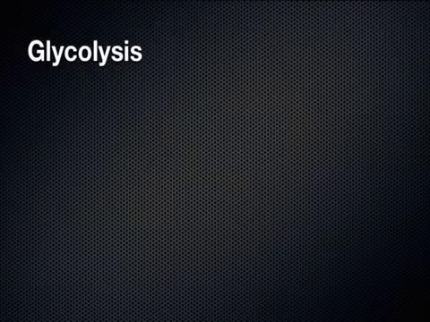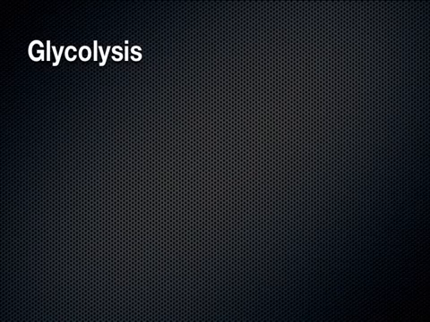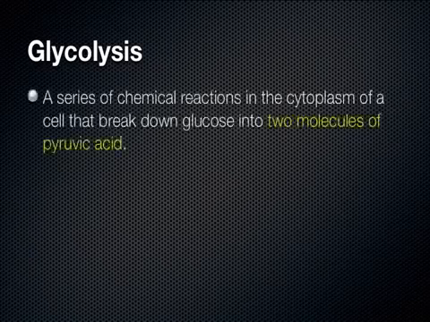Glycolysis. We're going to talk about some details. I'm going to tell you what the important details are for you to learn at this point. First thing you want to know is that it's a series of chemical reactions in the cytoplasm. What is the cytoplasm? It's the fluid inside the cell. All right, good. So we're in the cytoplasm of the cell, and we're breaking down glucose and ending up with 2 molecules of pyruvic acid. So we're starting with glucose, and we're ending with pyruvic acid.